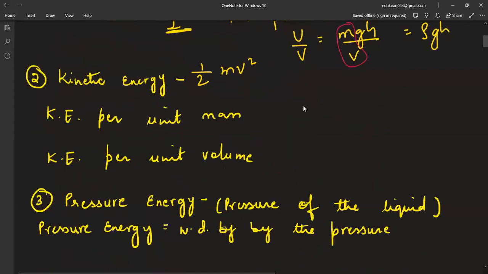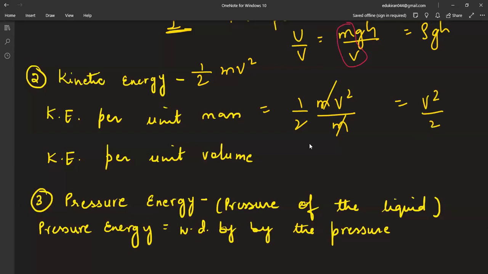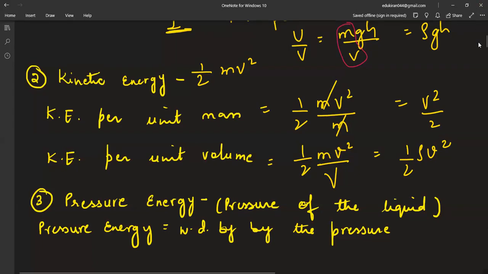Let's bring kinetic energy. Kinetic energy, you know, is half mv square. So if I say kinetic energy per unit mass, what will it be? Kinetic energy per unit mass will be this divided by m. m will be cancelled. We'll have v square by 2. Kinetic energy per unit volume is half mv square by volume. Volume is capital V, velocity is small v. Please be clear. Again, mass by volume is rightly answered by Alia. This will become half rho v square. Fine. Let us keep this also aside. So both of these energies you are already aware of.